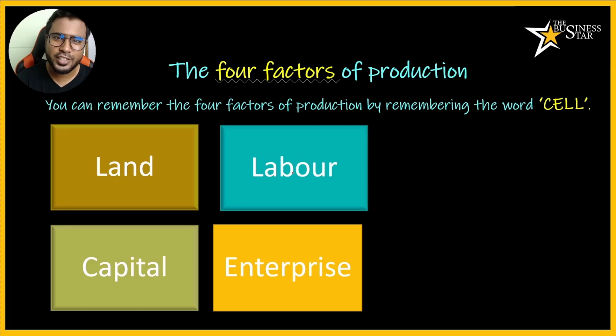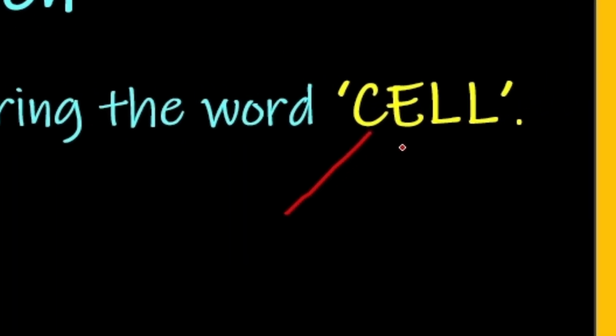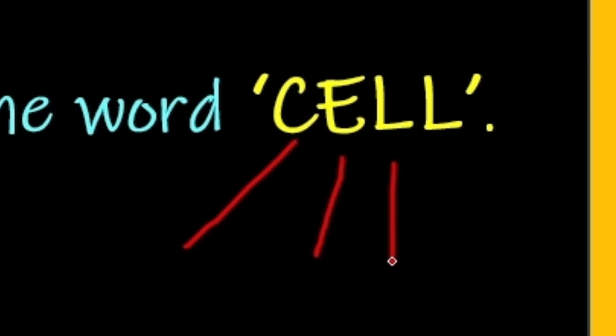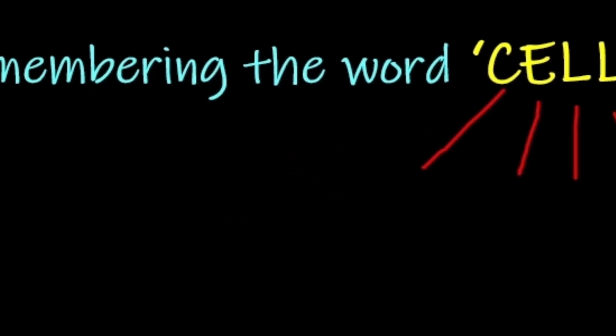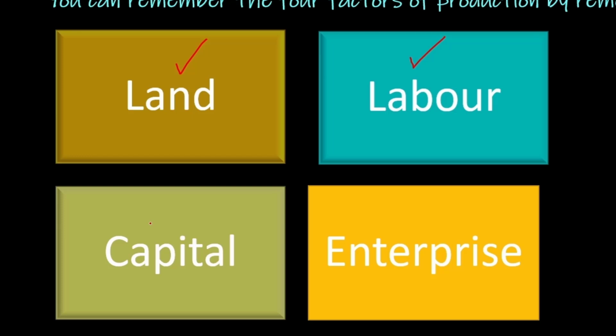So we can remember the factors of production by the word CELL, which stands for C for capital, E for enterprise, L for land, and the other L is labor, okay? So the first factor of production is land, the second one is labor, the third one is capital, and the fourth one is enterprise. So the 4 factors of production are land, labor, capital, and enterprise.